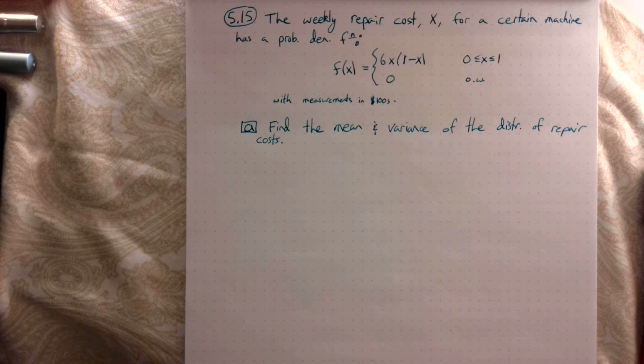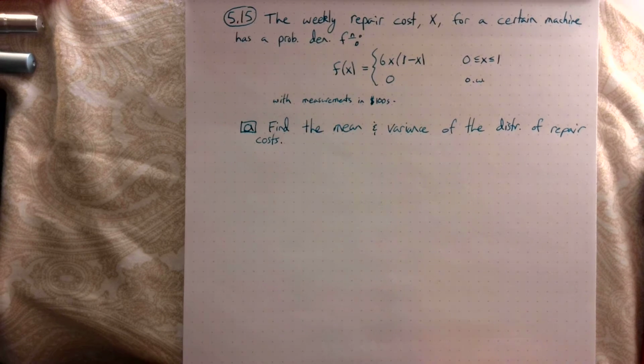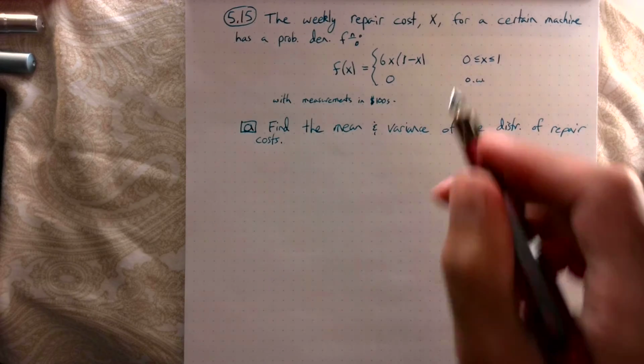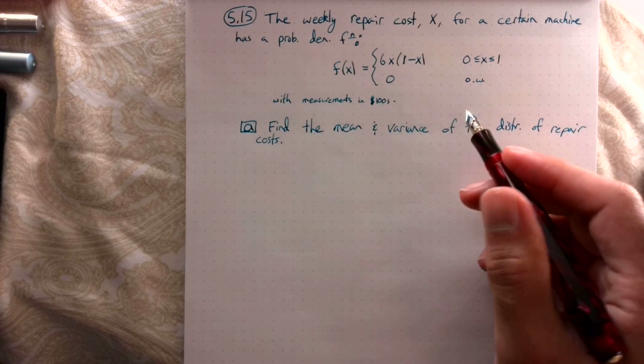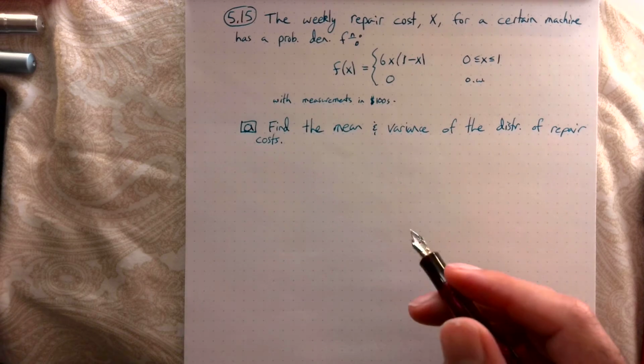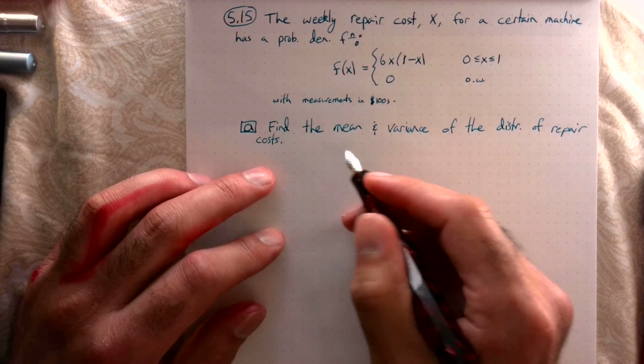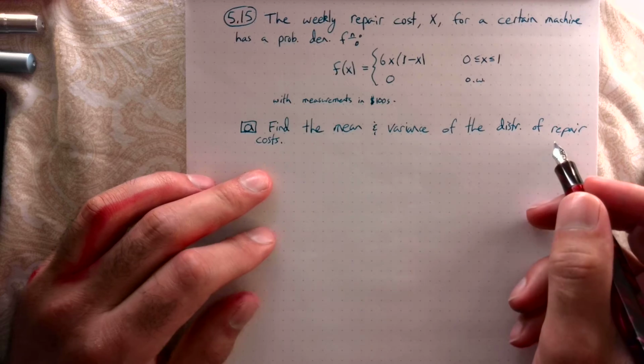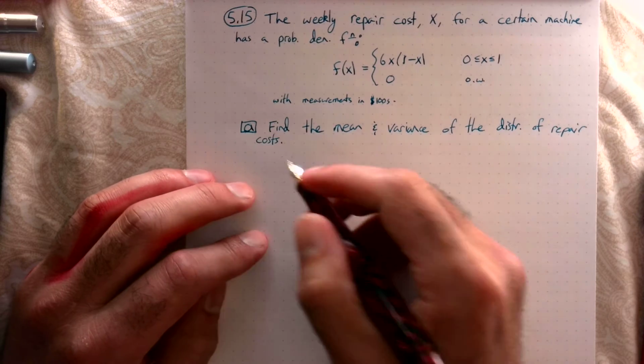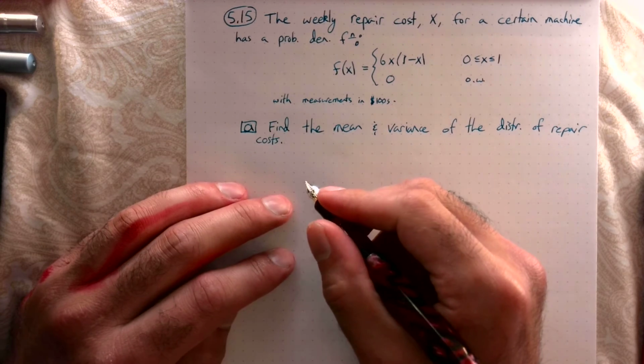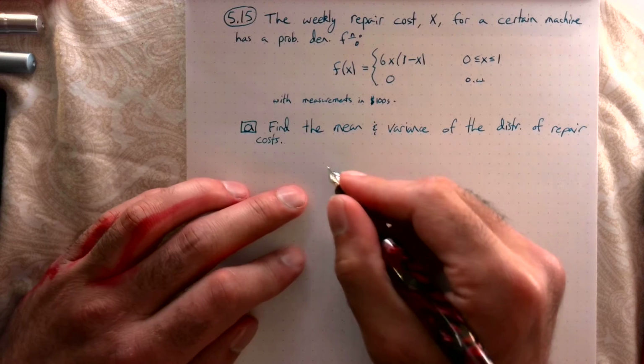Alright, so this is number 5.15a from the review, and it reads: the weekly repair cost x for a certain machine has a probability density function given by this, with measurements in hundreds of dollars. So find the mean and variance of the distribution of repair costs is part A, which is the only part that I said you guys have to do.